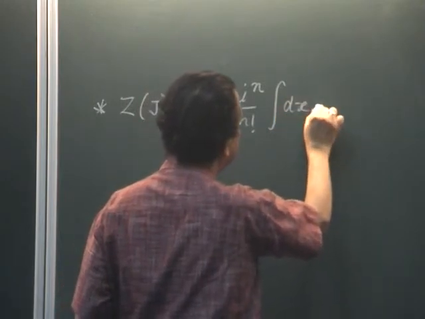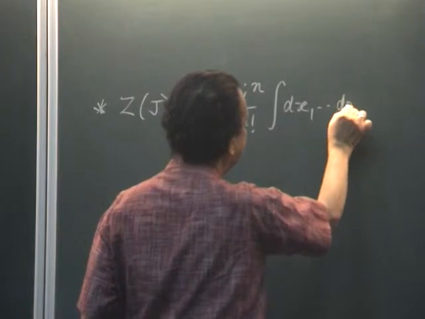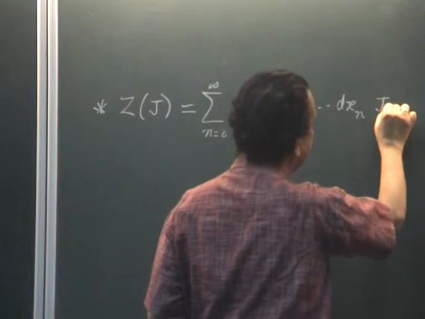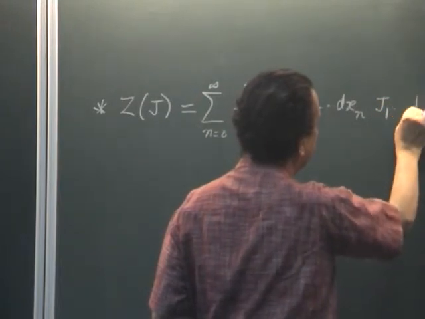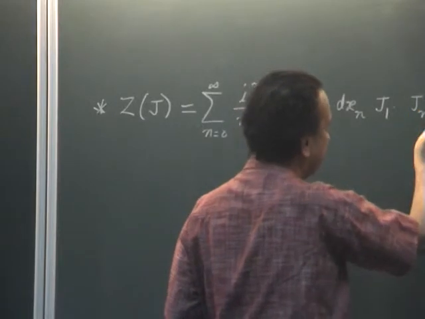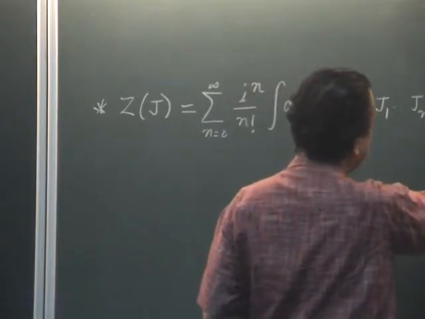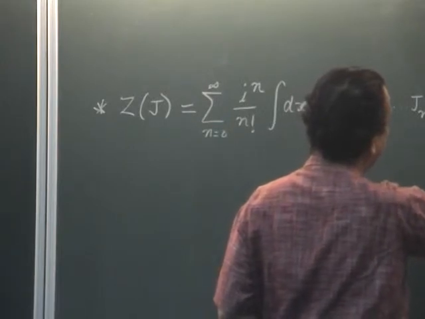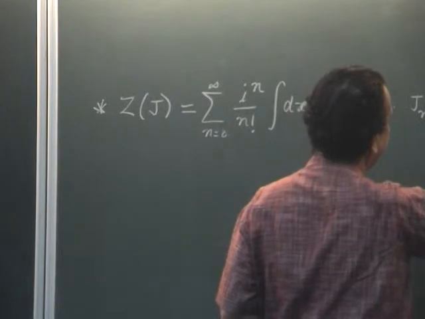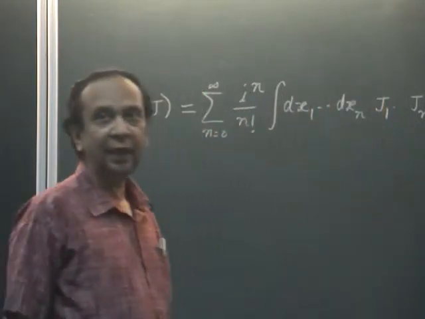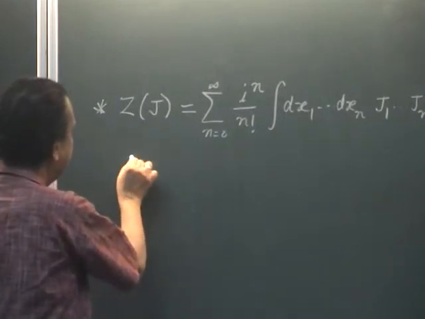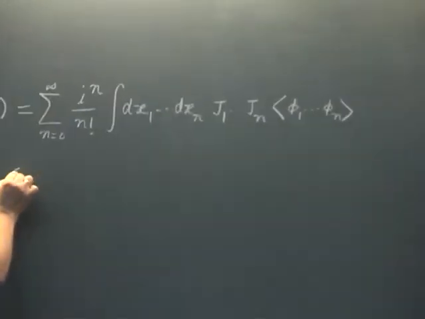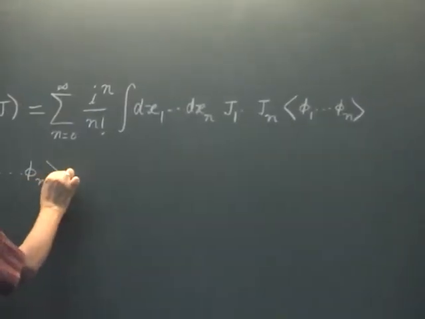dx1 all the way up to dxn. Then we'll have n factors of j, which I call, let us say, j1 to jn, times the Green's function, which I will denote as the average of phi 1 to phi n. And this is what we are really after, and that was represented as this phi 1 to phi n is taken to be the path integral average.